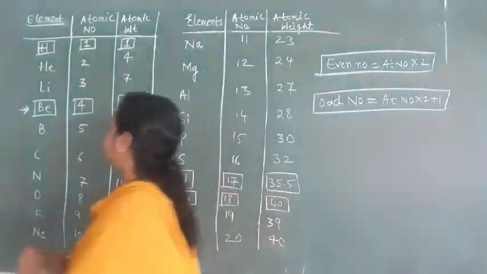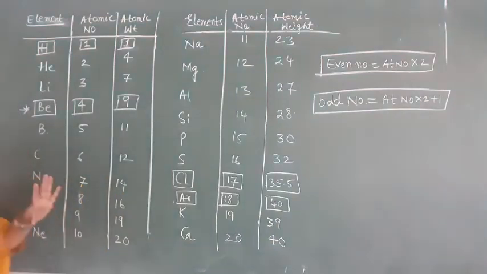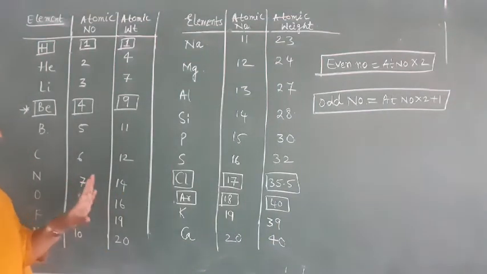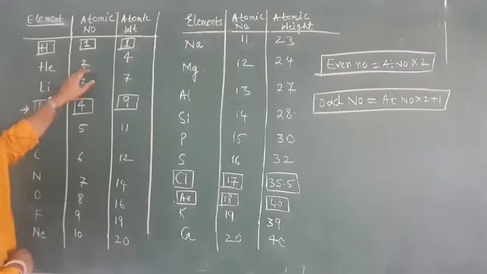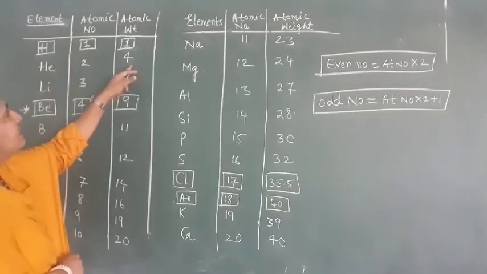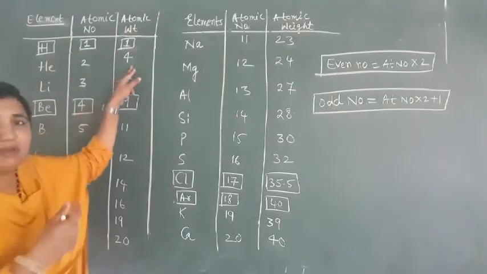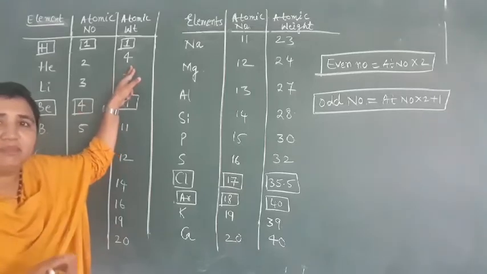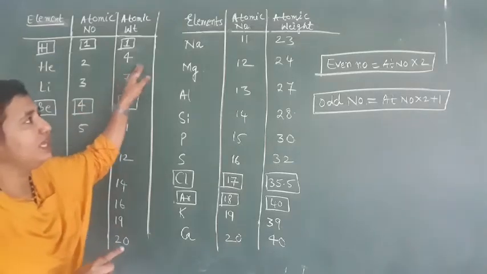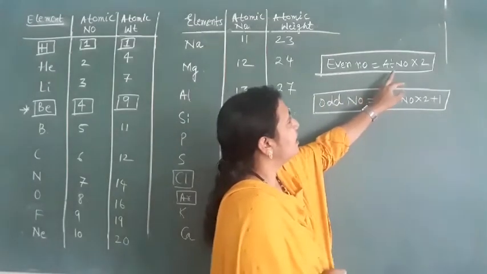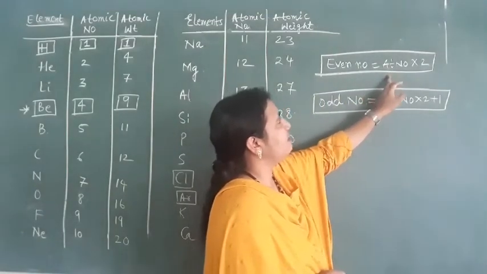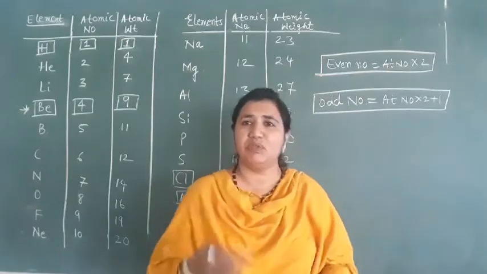See the trick here. We have 4 exceptions here. The trick is, if the atomic number is an even number, then the atomic weight will be double the atomic number. You have to just multiply by 2. So if the atomic number is even, then atomic weight will be atomic number into 2. Just do the double.